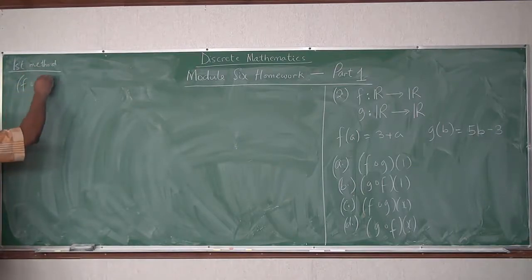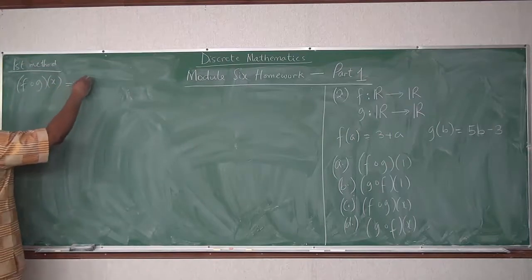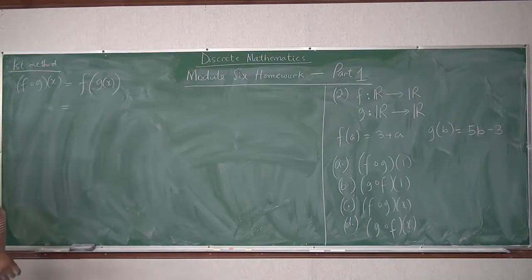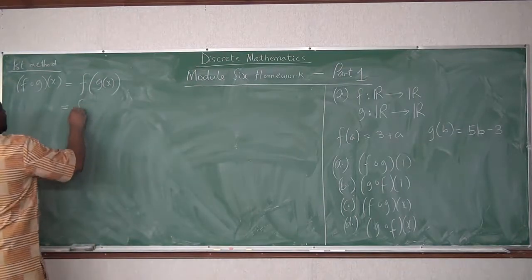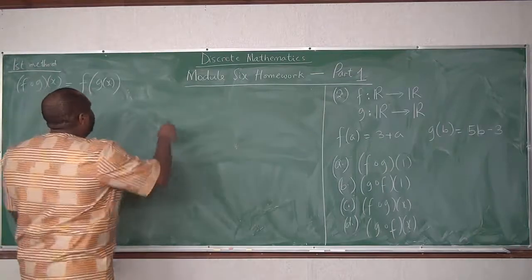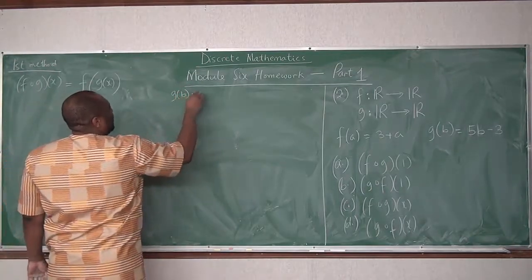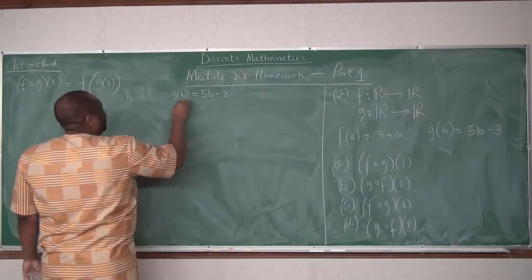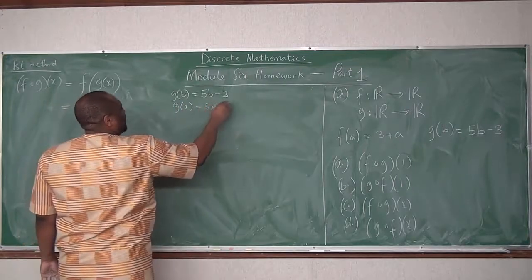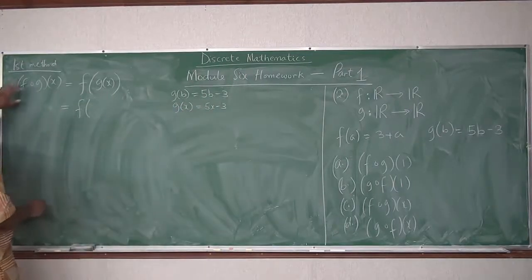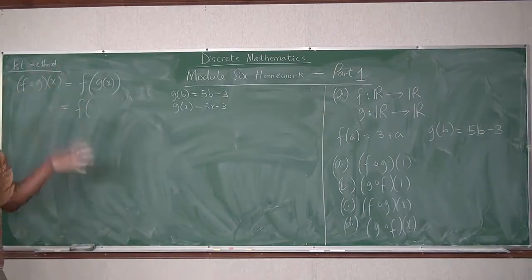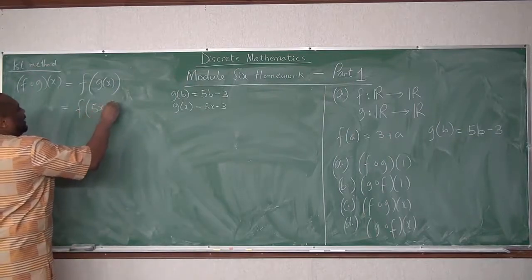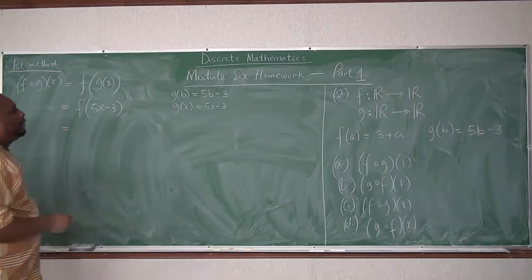Fog of x, f composed with g of x. This means f of g of x. That is what it means. And this will be f of, now we have g of b to be 5b minus 3. So g of x will be 5x minus 3. Because fog of x means f is outer, g is inner. So this will be f of 5x minus 3.